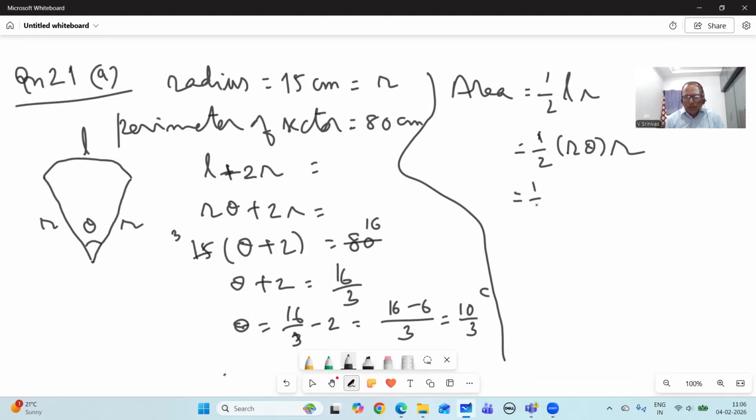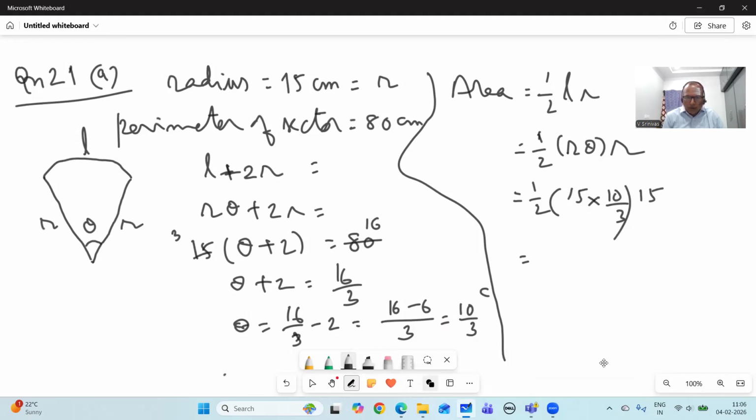What is r? r is 15 centimeters into theta. What is theta? Theta is 10 by 3 radians. 10 by 3 into small r. Small r is what? Small r is 15. Okay. This is the formula for area.